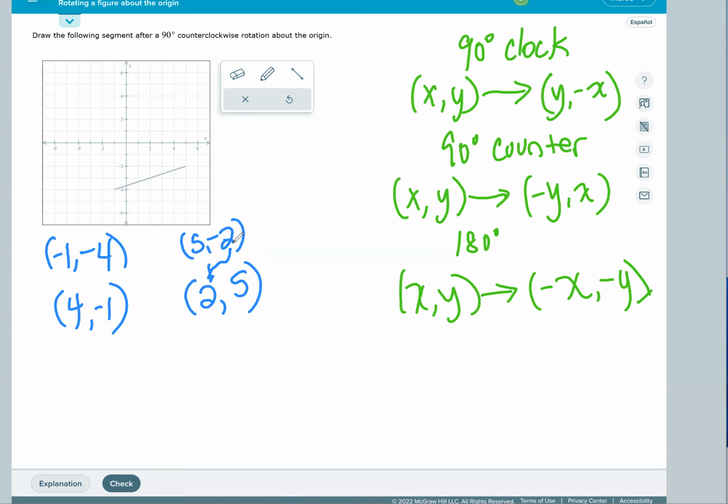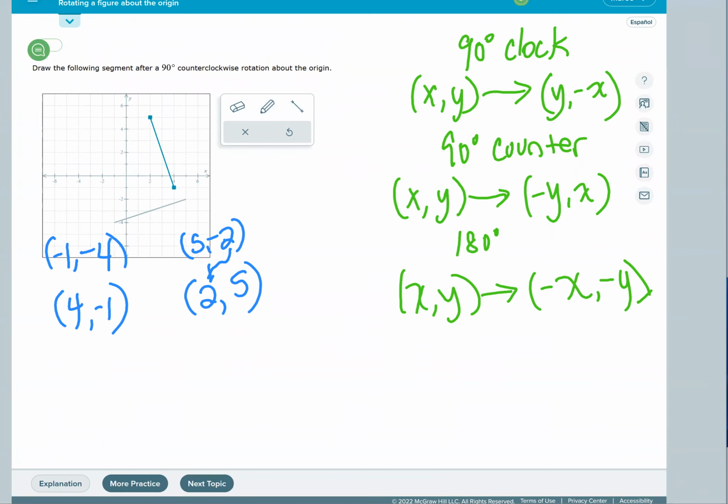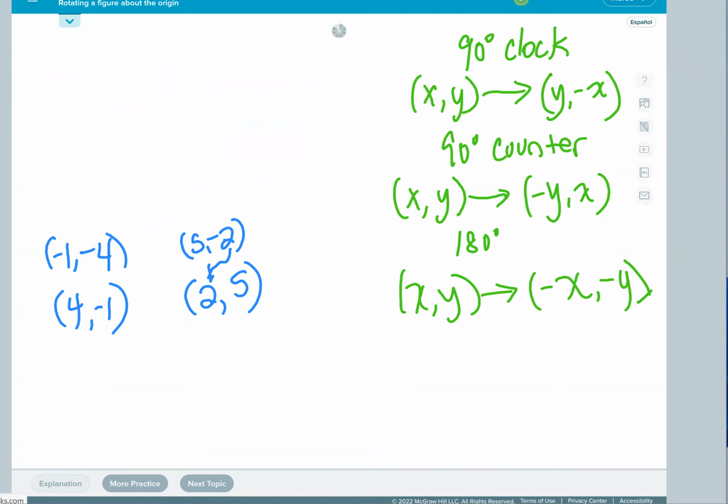So can you see how we kind of swapped that 2 and 5? And our new first one is the opposite sign of the second one. So I'm going to grab my pencil and go to (4, -1), put a point. And then I'll go to (2, 5), and put a point. I'm going to take my line segment and connect them. Okay, let's do some more.